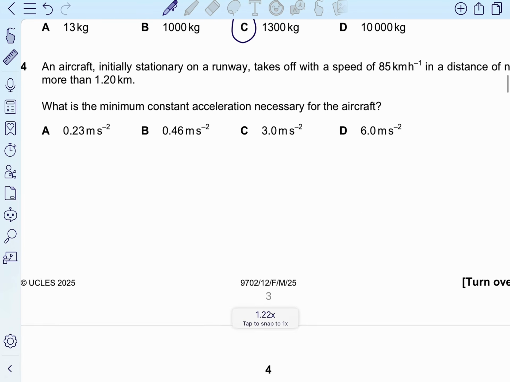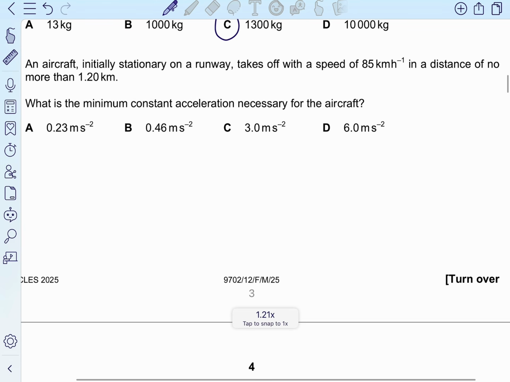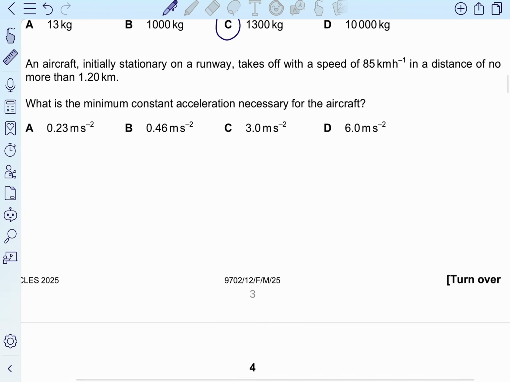Question number 4. An aircraft which is initially stationary on a runway takes off with a speed of 85 kilometers per hour in a distance of no more than 1.20 kilometers. What is the constant acceleration which is necessary for the aircraft? Now, obviously, this is a question where you require the use of SUVAT, or the kinematic equations.